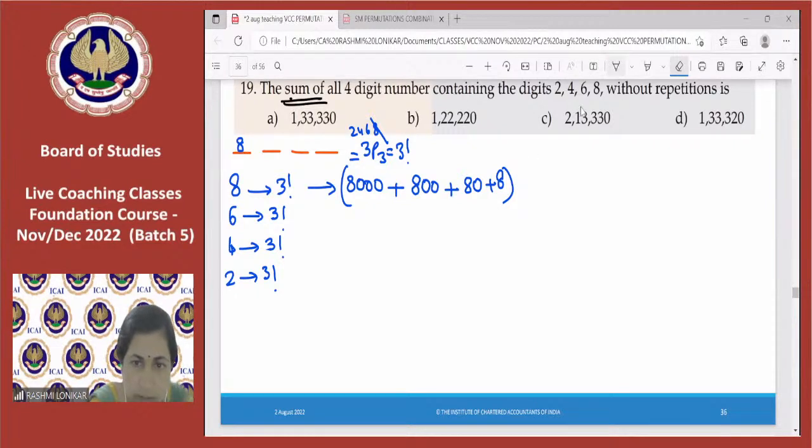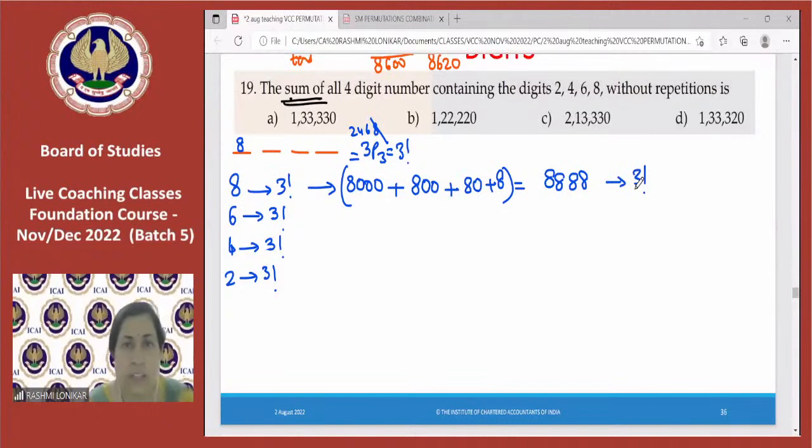Just write this. This is equal to how much? 8,888. Okay. How many do I have of these? So I have 3 factorial numbers in which the sum of the digits is like this. How many such numbers are there? There are 3 factorial ways.